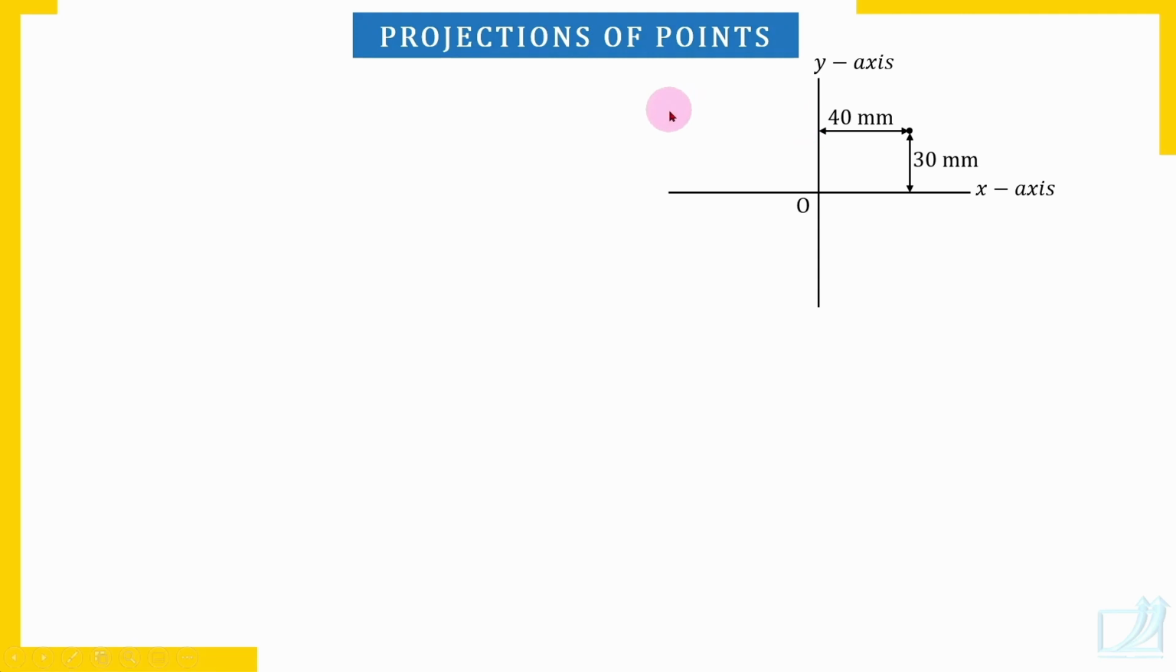Similarly, on the left side of the y-axis and above the x-axis, that is the second quadrant. Below the x-axis and left side of the y-axis, that is the third quadrant, and here it is the fourth quadrant, on the right side of the y-axis and below the x-axis.